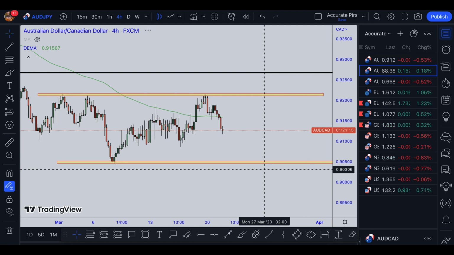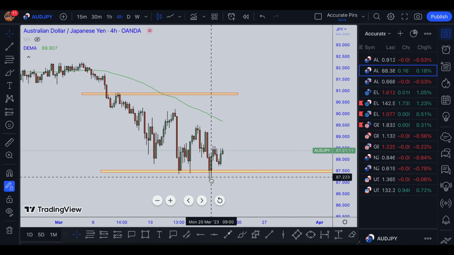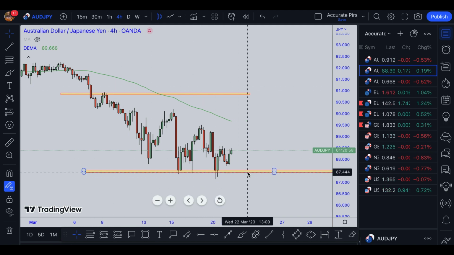So let's move on to AUD JPY. Nice support level we have right here. You can see quite a few touches. So with AUD JPY, it's another waiting game. Just going to see how it reacts with this resistance level.